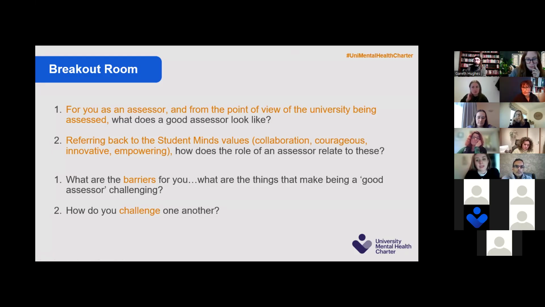And then for the second group, what are the barriers for you as an assessor? What are the things that make being a good assessor, so to speak, challenging? And finally, how do you challenge one another? We're really conscious that within those teams, we need to create that safe space so that you are able to challenge one another, to ask questions about why you're going down that particular line of questioning, or what does this mean, particularly when you represent an area of expertise, and helping your other colleagues understand that or explaining that rationale.